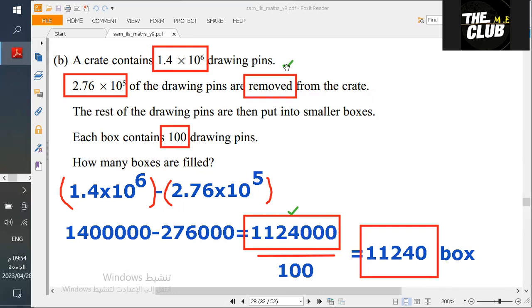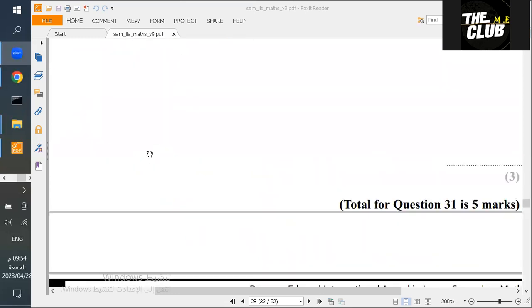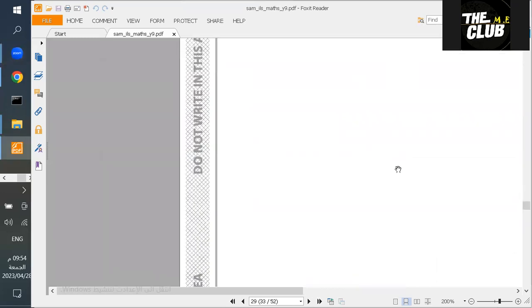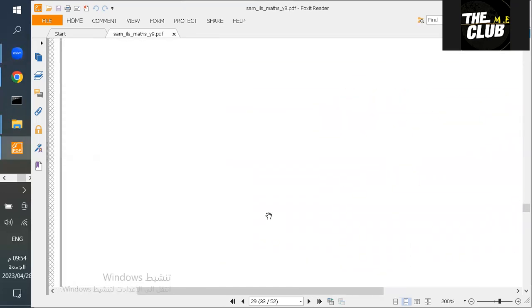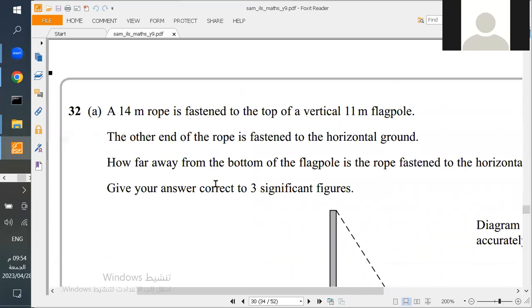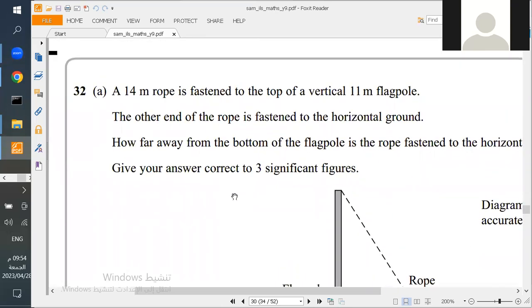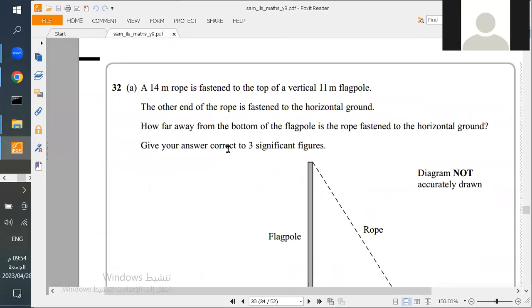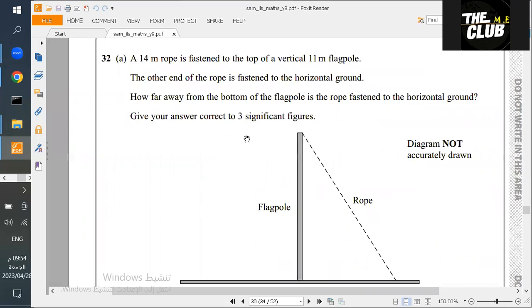Question 32. Let's do this. What are these blank pages here? Blank, you can use them. Some questions are long, they need extra papers. Kind of pointless. Yeah, some questions are long, some are not.